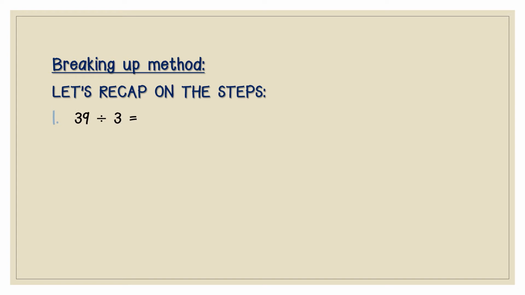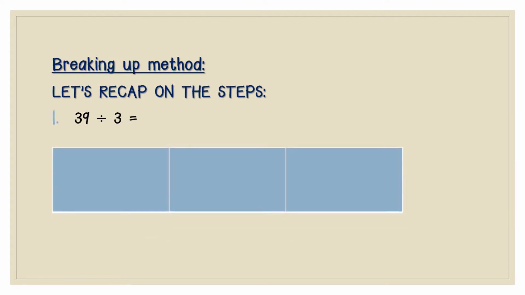The breaking up method, so we are going to recap the 3 steps. We know we have to break up the hundreds, tens, and units in the first step. Then the second step, we are going to add, divide, or multiply our hundreds, tens, and units separately. And then our last step is we add all 3 and get our final answer. So let's look at our sum, which says 39 divided by 3.